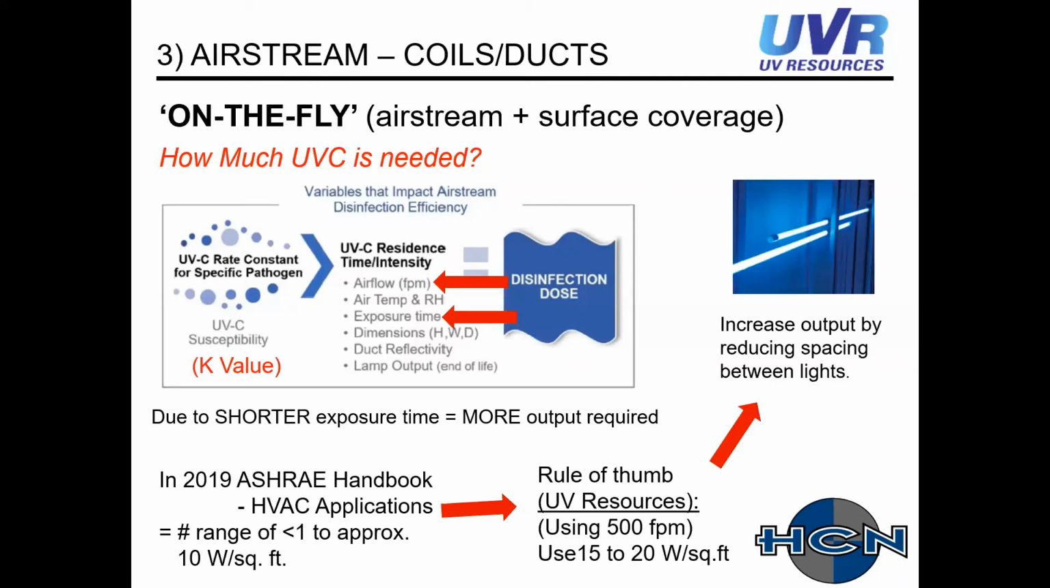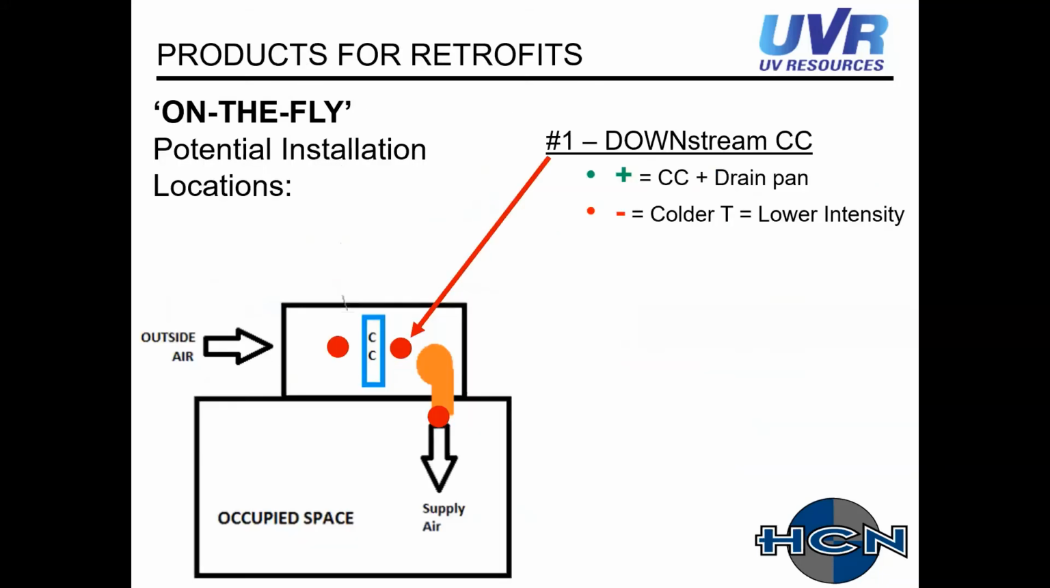You reduce the spacing between your lights from, say, 30 to 36 inches down to, say, 18 to 24 or so. All right. So where are these on-the-fly products going to be installed for the UVC lights? The most common is downstream of the cooling coil. It has the benefit of affecting the cooling coil as well as the drain pan. The downside of that is that the colder temperature has a lower intensity. So obviously you would overcome that by increasing your capacity.